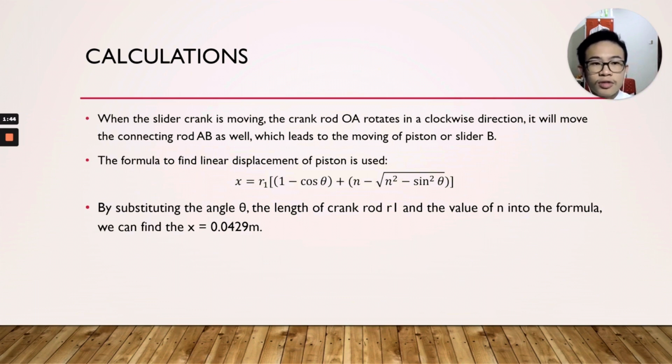So in order to find the linear displacement of the piston, the formula used is the displacement x equals R1, which is the length of the crank rod OA, which is 0.08 meter, times the bracket of 1 minus cos theta bracket plus bracket of n minus square root of n square minus sine square theta bracket. By substituting the known value of the angle theta, which is 55 degree, the length of the crank rod R1, which is 0.08, and the value of n, which is 3.125, into the formula, we can find that x will be equal to 0.0429, which is the linear displacement of the piston.